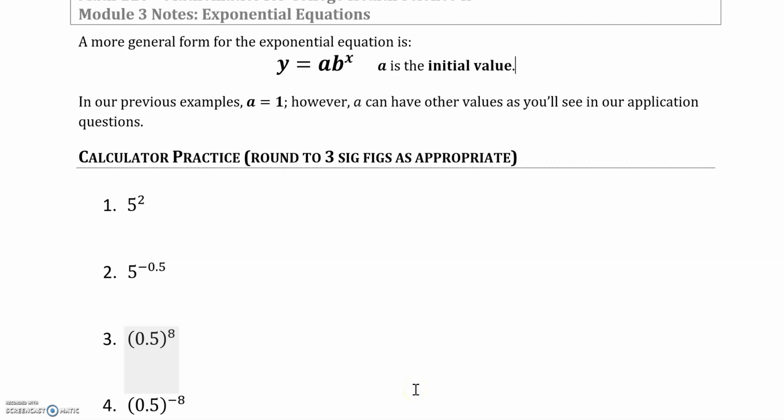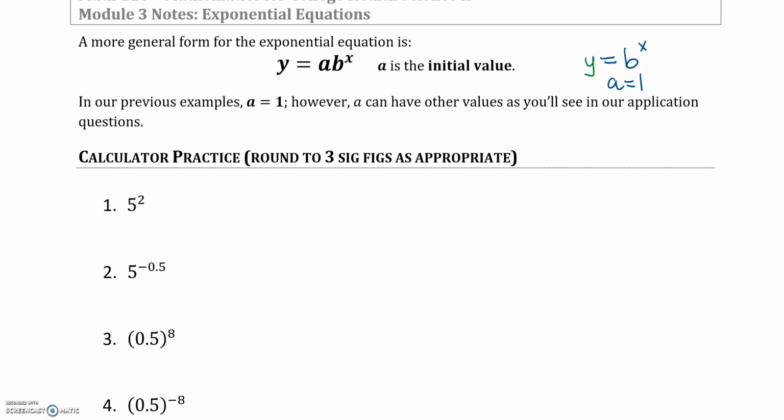Welcome to video 2 of Module 3. We're looking at a more general form of the exponential equation, where y is equal to a times b to the power of x. In our previous video, we were looking specifically at the equation y is equal to b to the power of x, and therefore a was equal to 1. Adding an initial value of a allows us to have starting values other than 1.